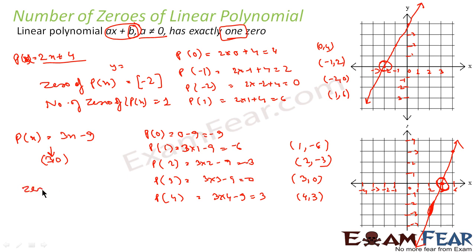So we can say that the zero of P(x) is nothing but 3, and the number of zeros here is also 1. Why? Because this graph is a straight line. Since this line is going straight up and this line is going straight down, it will never get an opportunity to meet the x-axis again. So there can be only 1 zero of this polynomial function. So what we observe from these two examples is that a linear polynomial has exactly 1 zero. It can't have 0 zeros. It can't have 2 zeros. It will always have exactly 1 zero for any linear function.